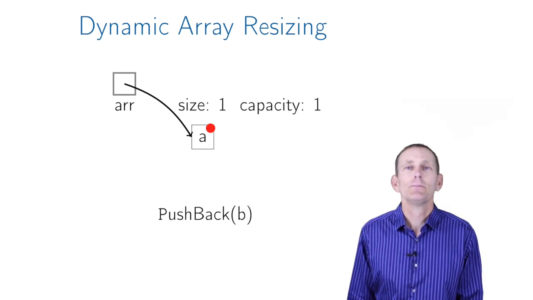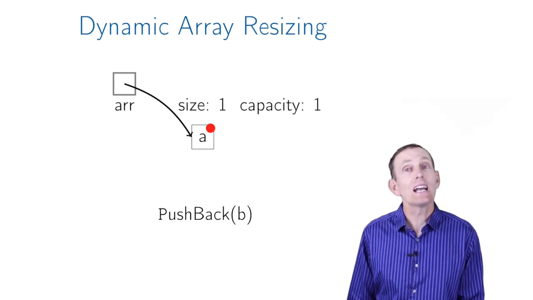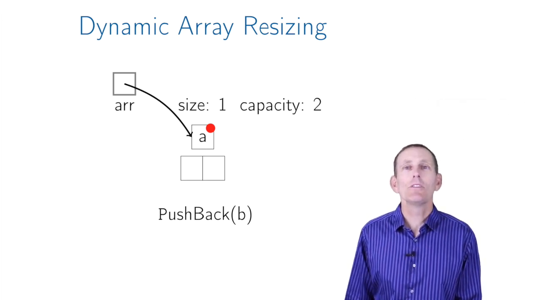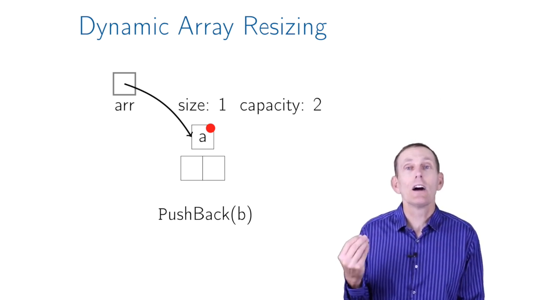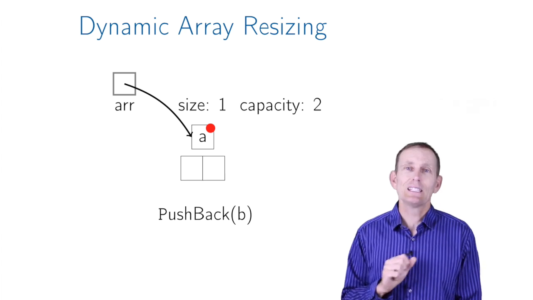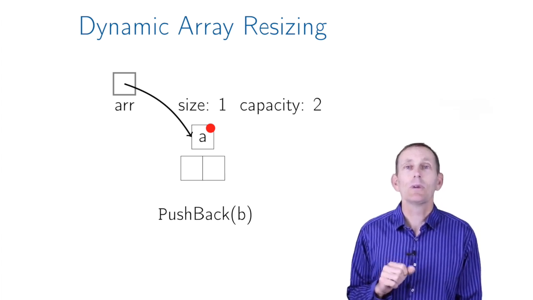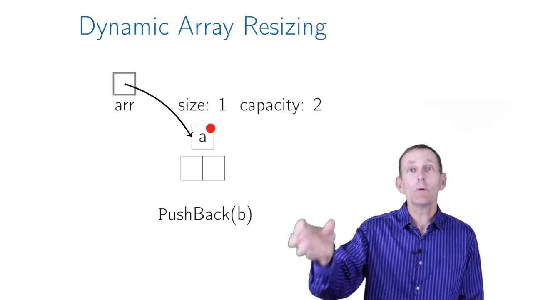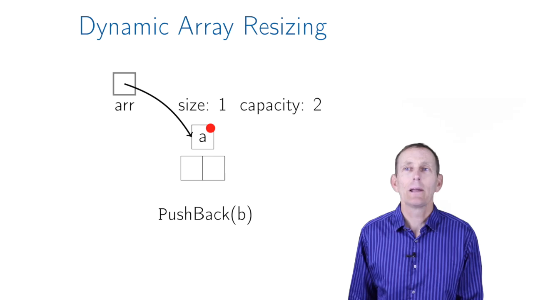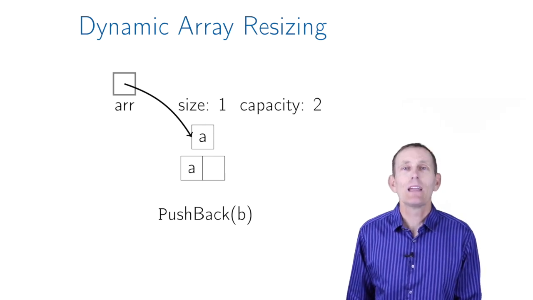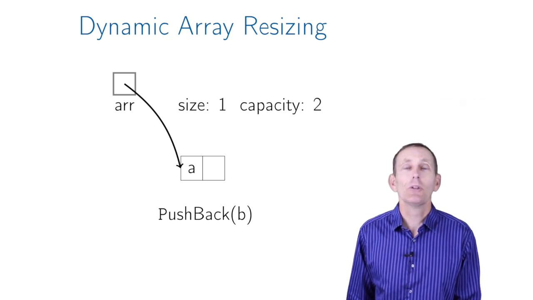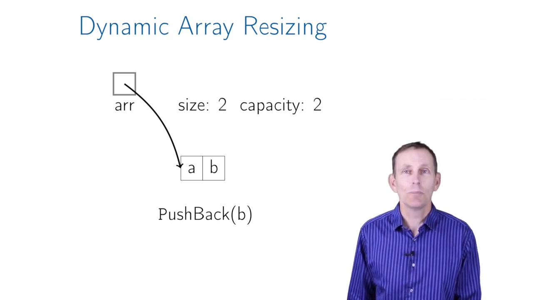We push in B. There's no space for B, so we've got to allocate a larger array and then move A. How are we going to pay for moving A? Well, with the token that's already on A. So we prepaid this moving A. When we initially put A into the array, we put a token on it that would pay for moving it into a new array. So that's how we pay for moving A. And then we update the array, delete the old one, and now we actually put B in.